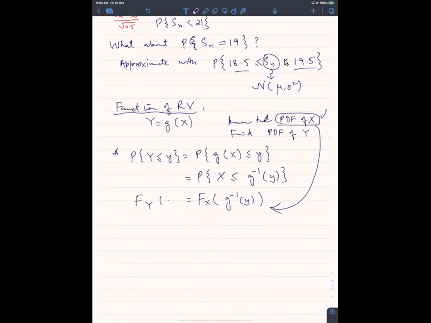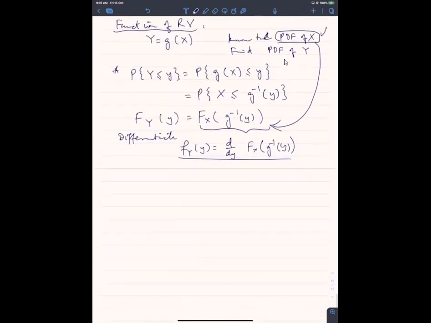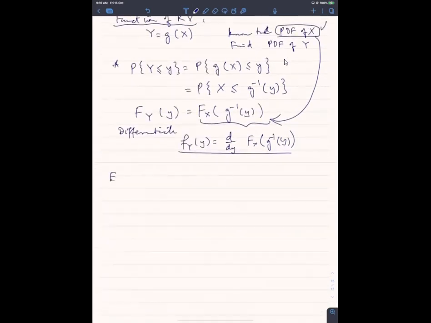Now this is the CDF of y. This is fy of y. And differentiate. इसको डिफरेंशिएट करेंगे तो आपके पास fy of y आ जाएगा, इसका डेरिवेटिव dy of this का fx of g inverse of y. So that's how you will be able to calculate the PDF of y. Of course, example के बगैर गुजारा नहीं होगा.